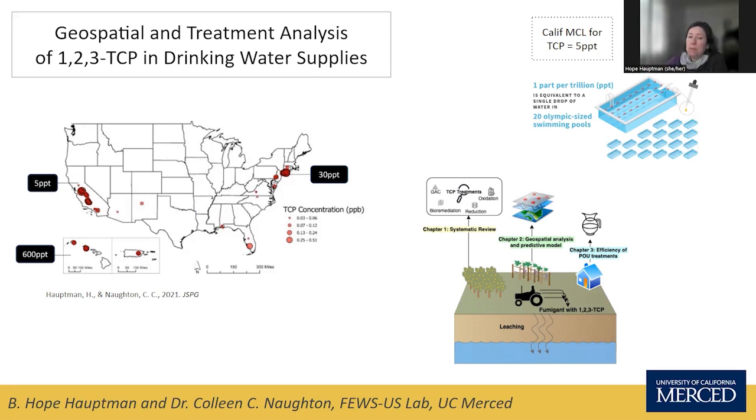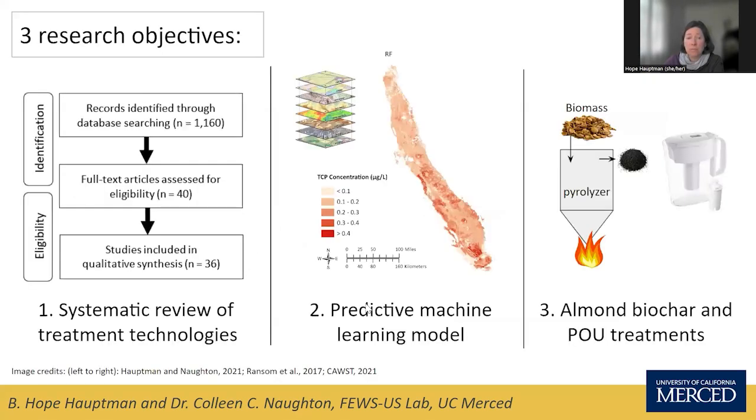TCP has one of the lowest maximum contaminant levels in California drinking water at 5 parts per trillion due to its status as a potent carcinogen. So my research takes a look at the TCP problem from 3 different perspectives.